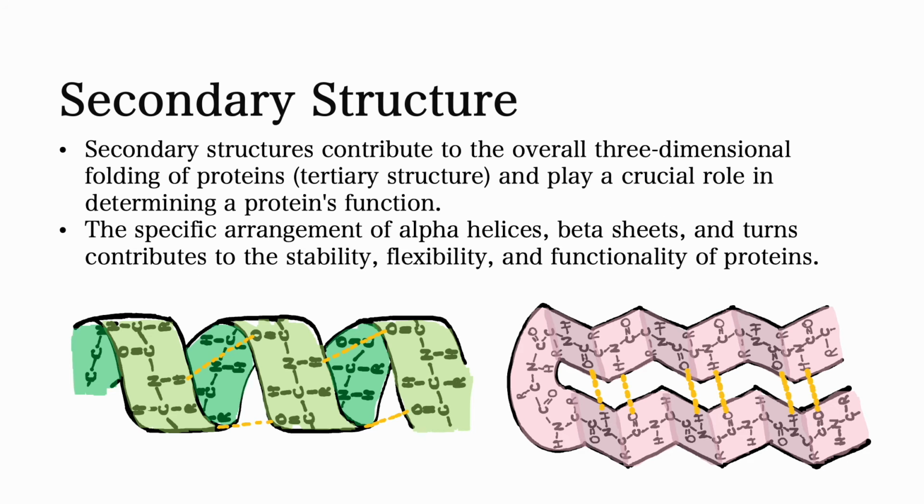Secondary structures contribute to the overall three-dimensional folding of proteins, which means that they contribute to tertiary structures. Therefore, they play a crucial role in determining the protein's function. The specific arrangement of alpha helices, beta sheets, and turns contribute to the stability, flexibility, and functionality of proteins.